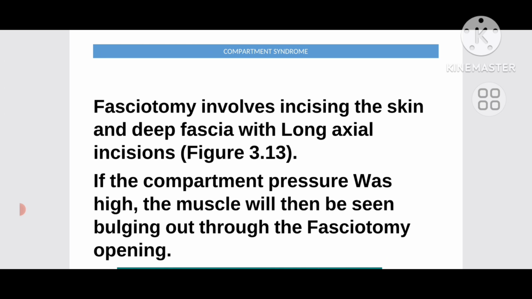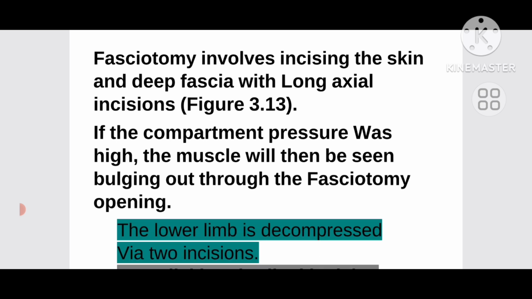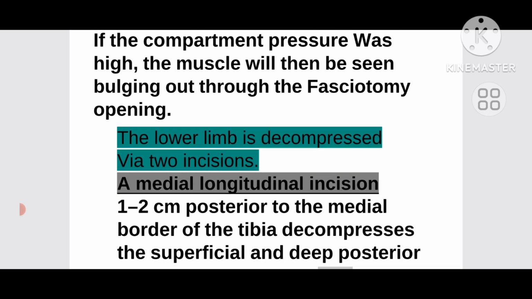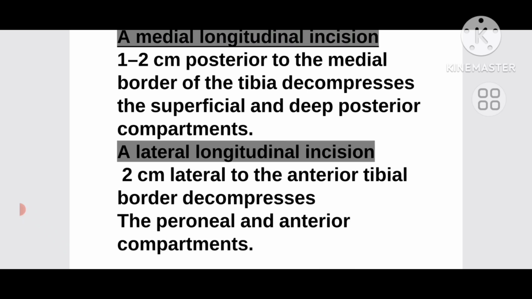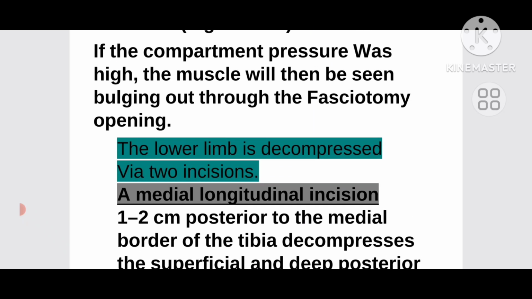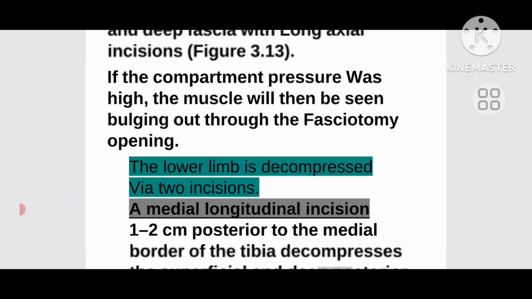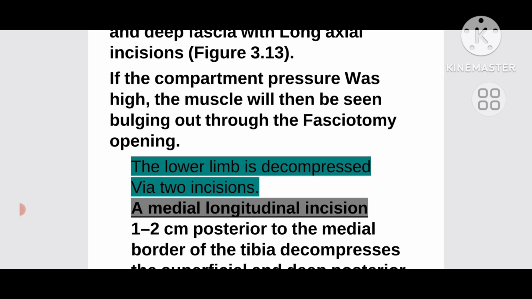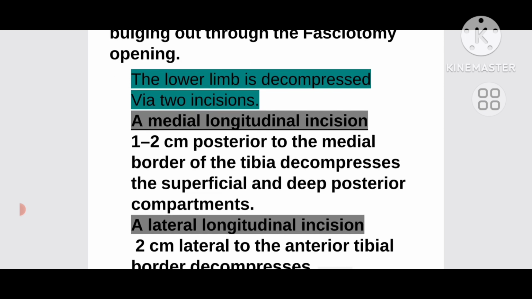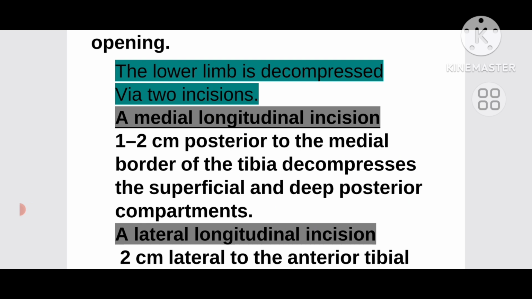So what is the treatment of compartment syndrome? The answer is fasciotomy, immediate fasciotomy. Fasciotomy involves incising the skin and the deep fascia with a long axial incision. So in the lower limb, if there is compartment syndrome, two longitudinal incisions, a medial longitudinal incision and a lateral longitudinal incision, decompress the compartment. If the compartment pressure was high, the muscle will then be seen bulging out of the fasciotomy opening. The lower limb is decompressed through two incisions. One is the medial longitudinal incision and the other is the lateral longitudinal incision.